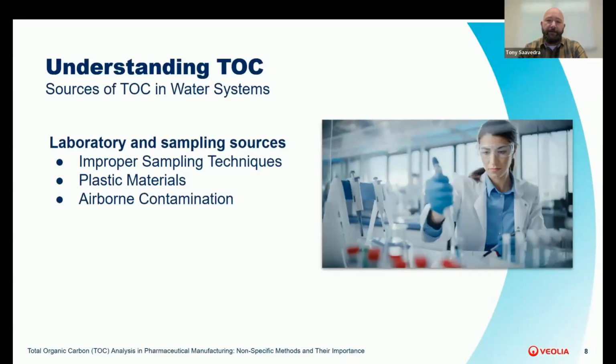Another place to consider is within laboratory and sampling practices. Not only improper sampling techniques, but plastic materials and airborne contamination can affect TOC results. Some examples include inadequate flushing, hand contact, and cross-contamination during sampling. From there, the sample containers and tubing can leach contaminants into the sample or absorb and release organic compounds. All while the air potentially contains VOC, dust particles, and aerosols.